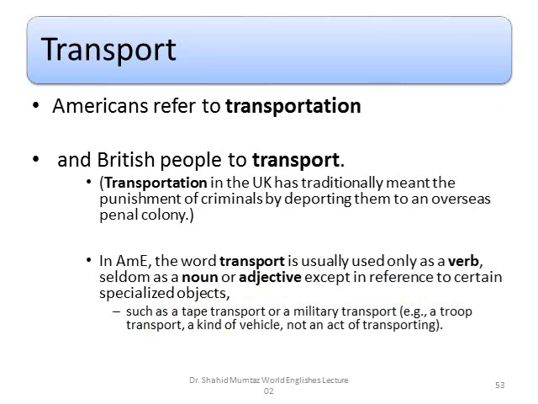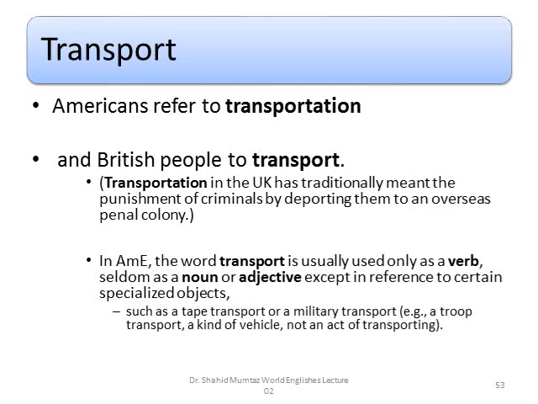Alright, so now British English and American English in transport. This is also a very detailed topic. I have tried to refine it as much as possible, and the rest I've put into your handout that you will receive as well. Americans refer to transportation and British people to transport. So Americans say transportation, and British say transport.